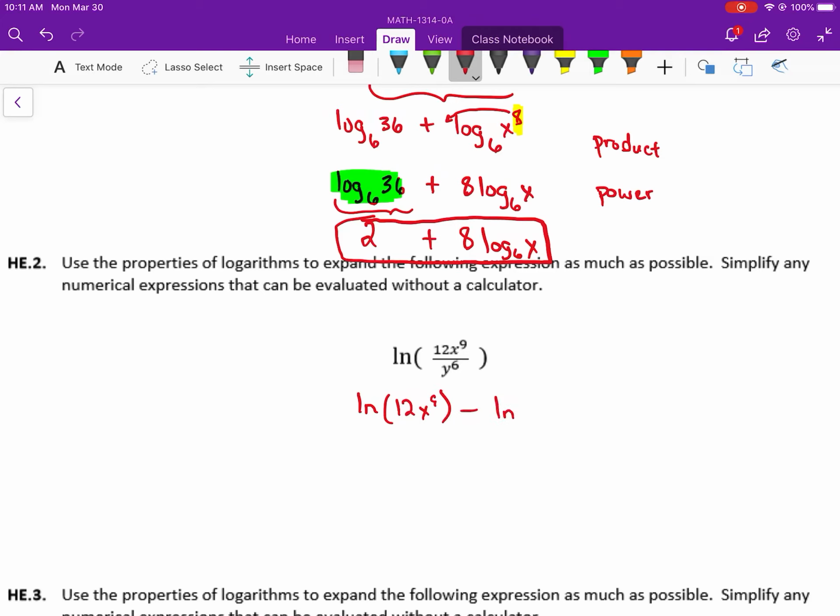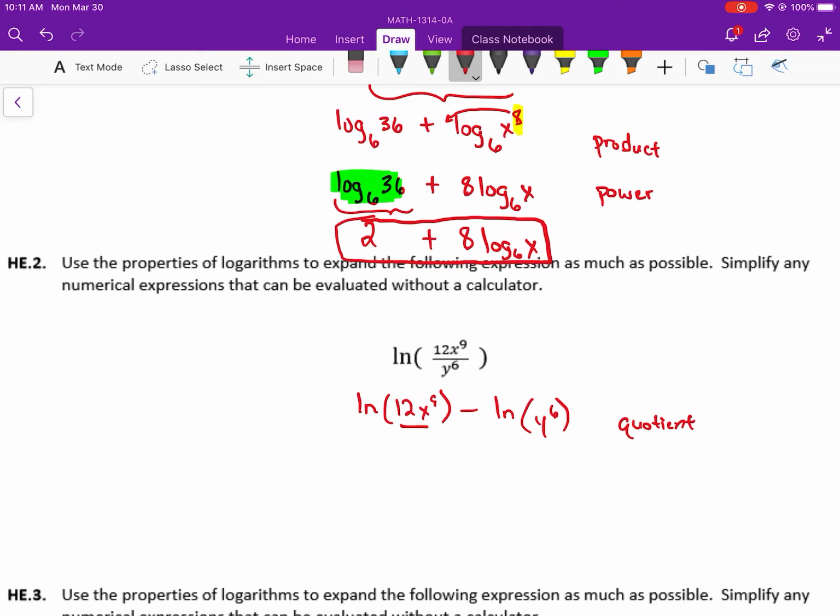So we're going to do ln of 12 times x to the 9th power minus ln y to the 6th power, okay? And I'm just going to write over there on the side "quotient" because that's the property I just used. That way we get rid of that division statement, that fraction that you see there, okay? Now, we still can't expand this further, okay?